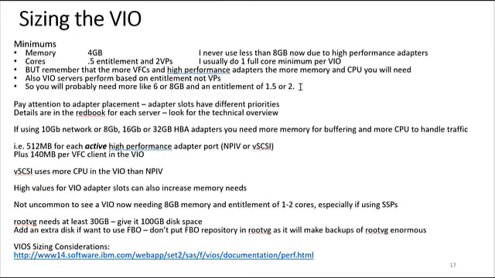For a small environment, I will normally start with a half core of entitlement and a minimum of 4 gig. I actually tend to go with 8 gig nowadays just because of the high performance adapters. And if I can do it, I actually try to plan for a full core minimum per VIO. Again, the more high performance adapters, the more virtual fiber clients, and the more clients that you're trying to support, then you may need more memory and you may need more cores. And so that's one of the reasons you have to monitor it.